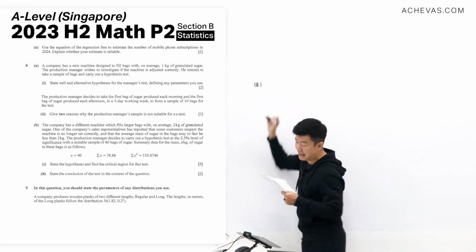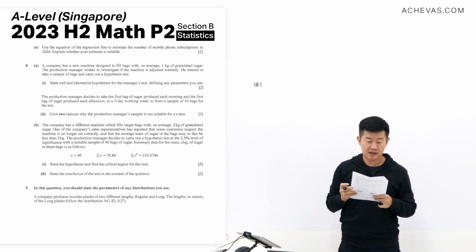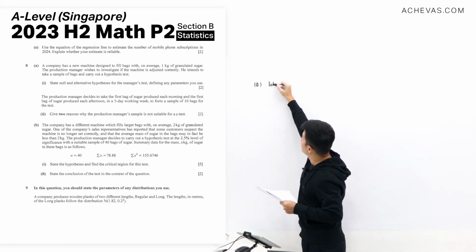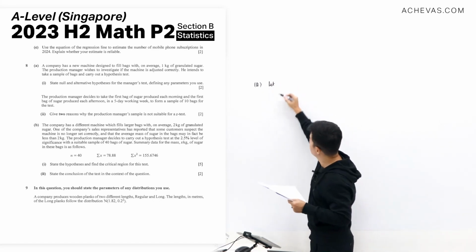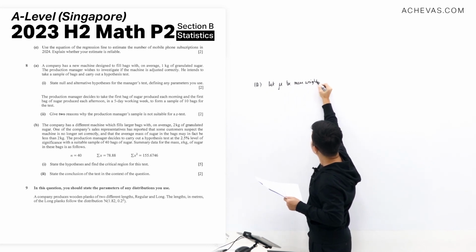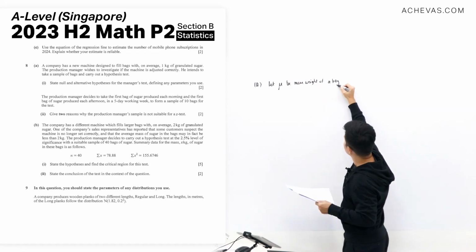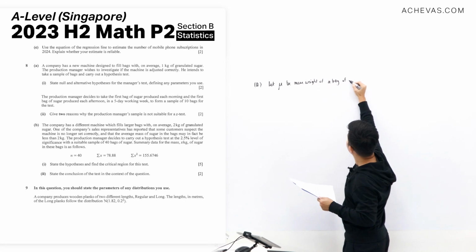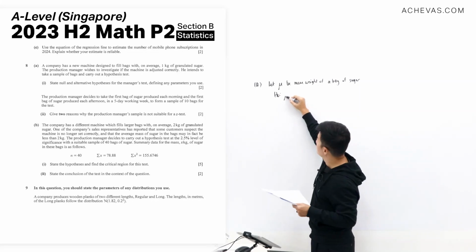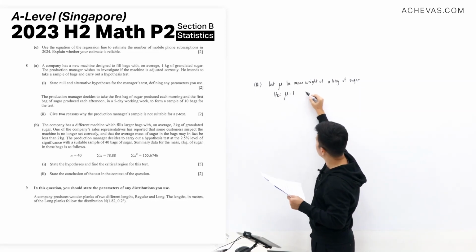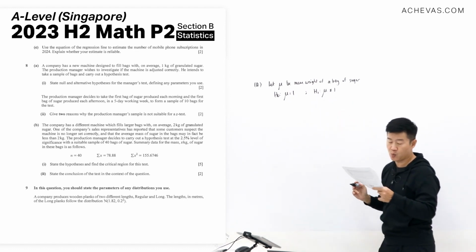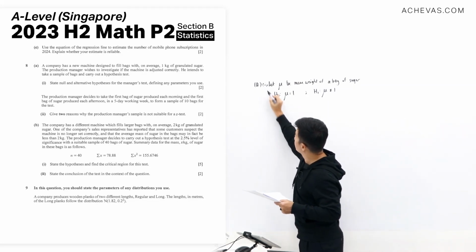And in part A of the question, we are supposed to state the null and alternative hypothesis. So the first thing that I'm going to do is define mu, which is going to be the mean weight of a bag of the granulated sugar. For the null hypothesis, mu is 1, and for the alternative hypothesis, mu is not equal to 1. This is for part 1 of the question.